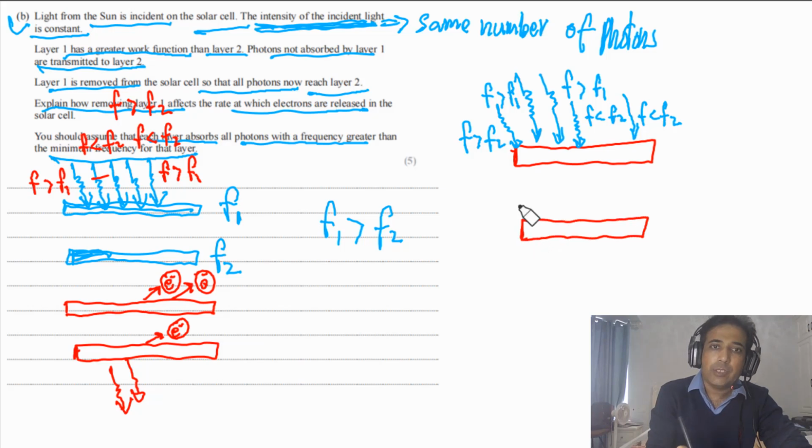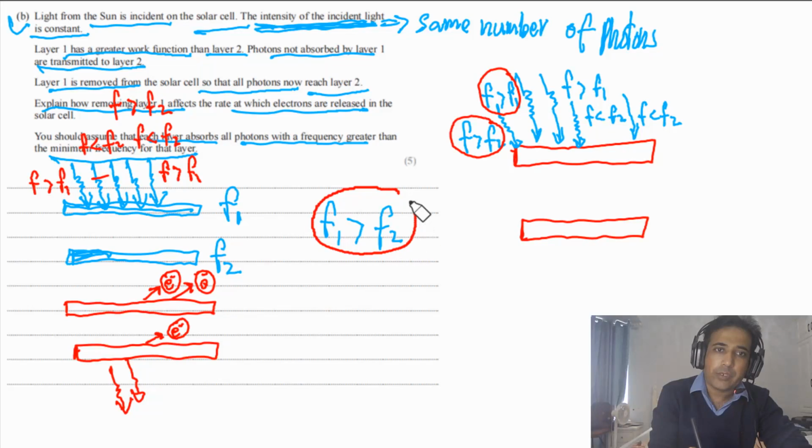So in this case, now we need to count how many photons have frequency greater than f2. So this photon has frequency greater than f2, this photon has frequency greater than f2 because f1 is greater than f2, and this photon also has frequency greater than f2. So it means these three will cause emission of photoelectrons from the surface.